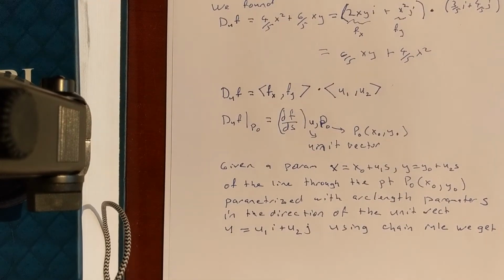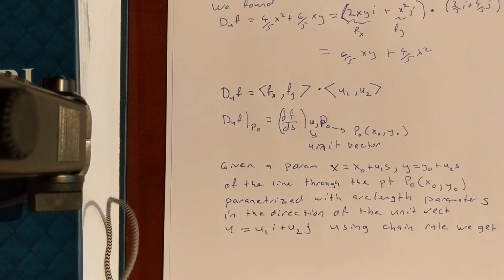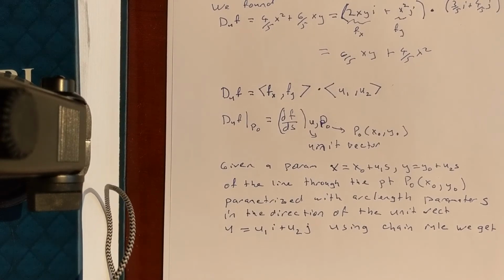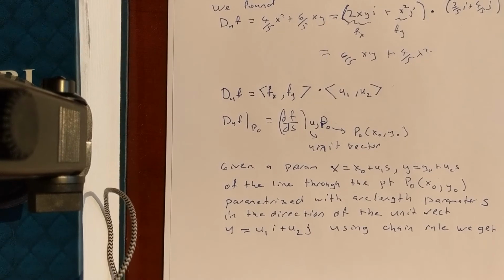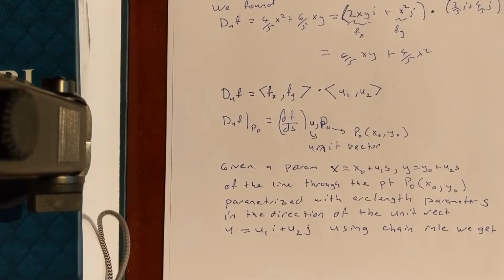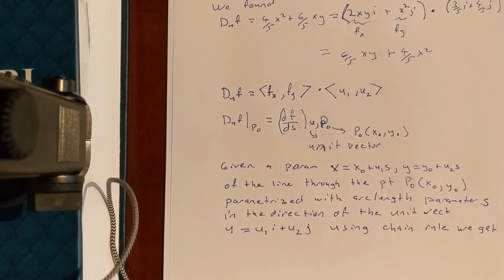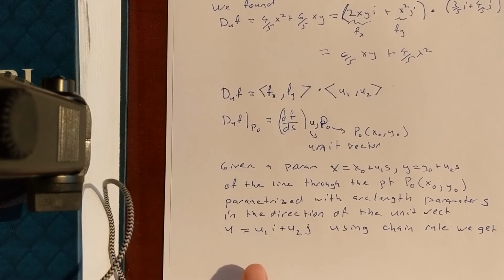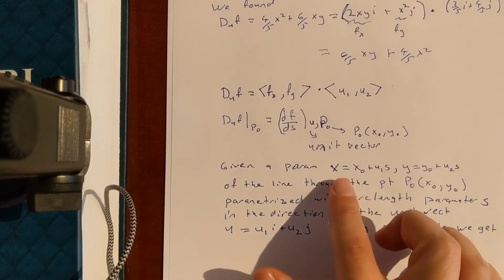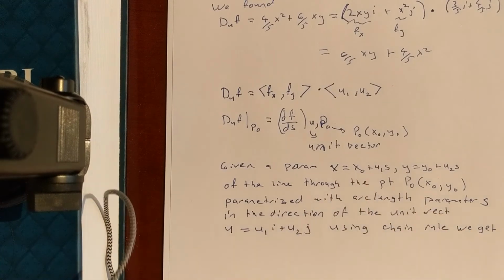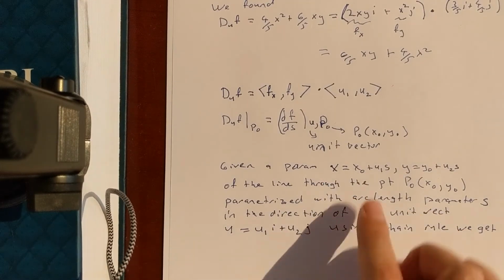Let me just go over the setup again. We have some sort of surface defined by some function f, and we pick a point on it, p naught, and we want to find the directional derivative. Somebody gave us this vector, and we parameterize the line going through this point in the direction of this vector.